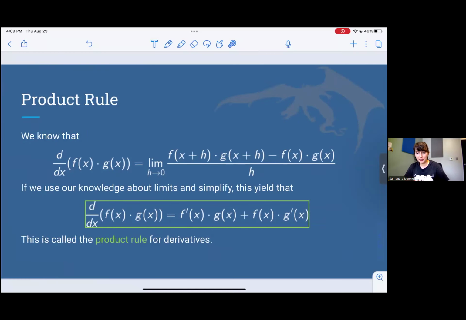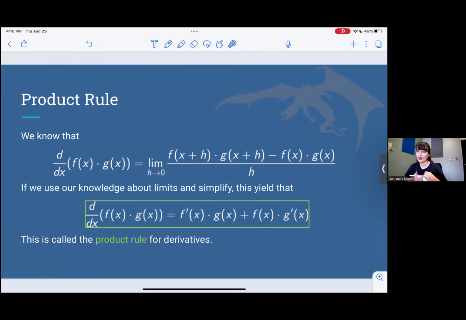And it's pretty messy, but I claim that at the end of the day, if you go through and simplify out this limit, what you'd end up seeing is that the derivative of f of x times g of x should actually be, we'll take the derivative of f and multiply it by g. Then we'll add on f times the derivative of g. So it's not just f prime times g prime, it's f prime times g plus f times g prime.